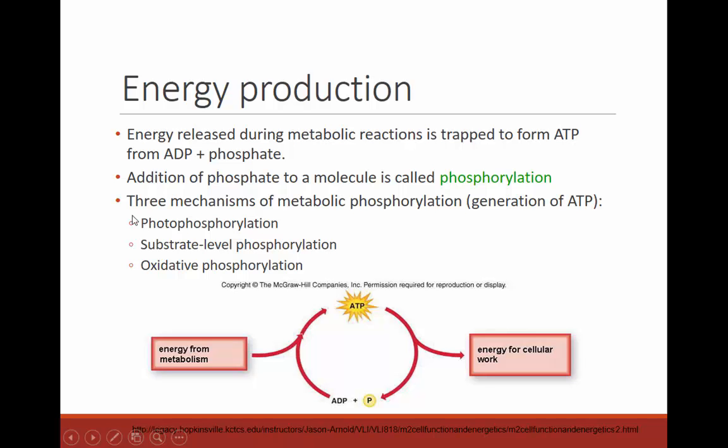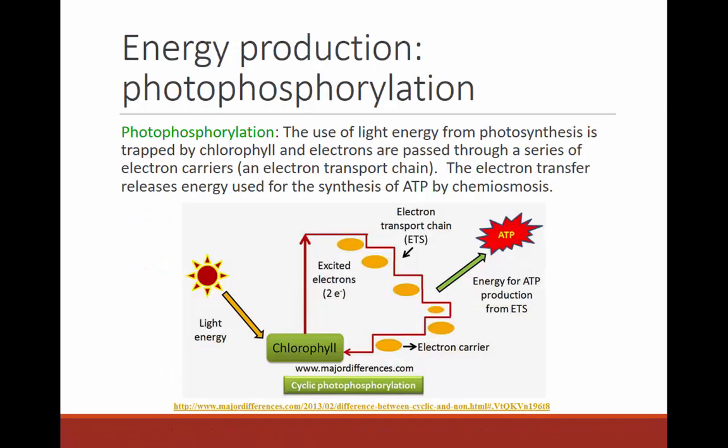And there's three mechanisms for phosphorylation in the body. So you've got photophosphorylation, substrate level, and oxidative phosphorylation. Okay, so basically you've got the ATP being produced, and that produces the energy or provides the energy. So if we start with the first one, we've got photophosphorylation.